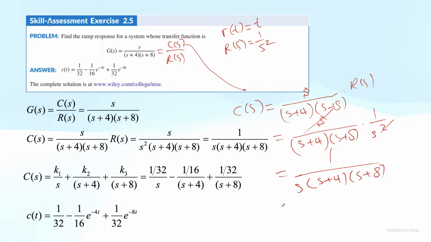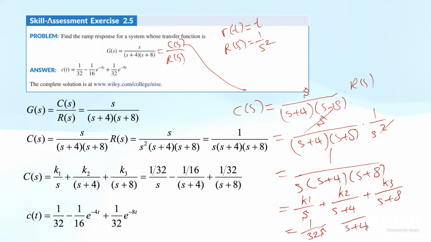Use partial fraction expansion. So it will be K1 divided by S plus K2 divided by S plus 4 plus K3 divided by S plus 8. Find the values of K. To find the value of K1, just take the limit as S goes to 0, so it will be 1 divided by 4 times 8. 4 times 8 is 32, so 1 divided by 32S.